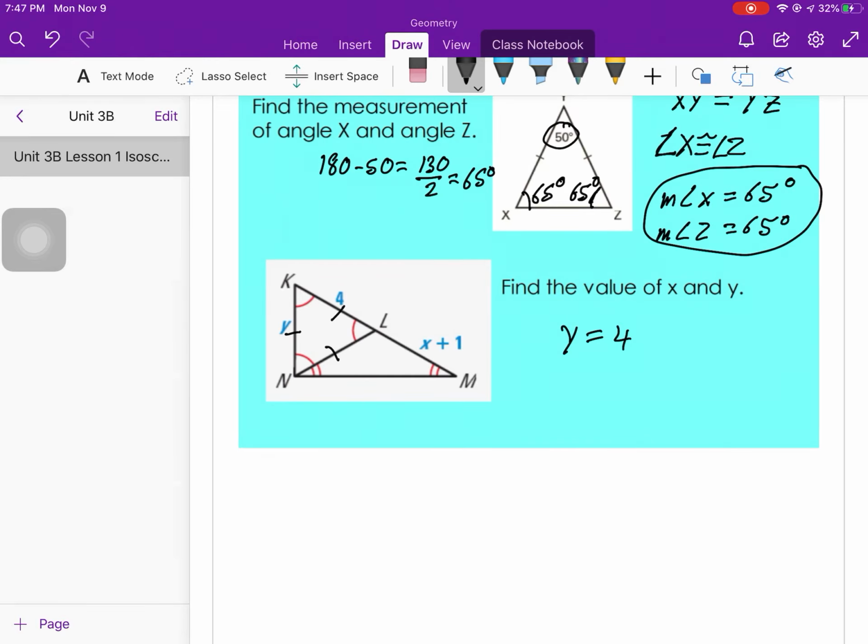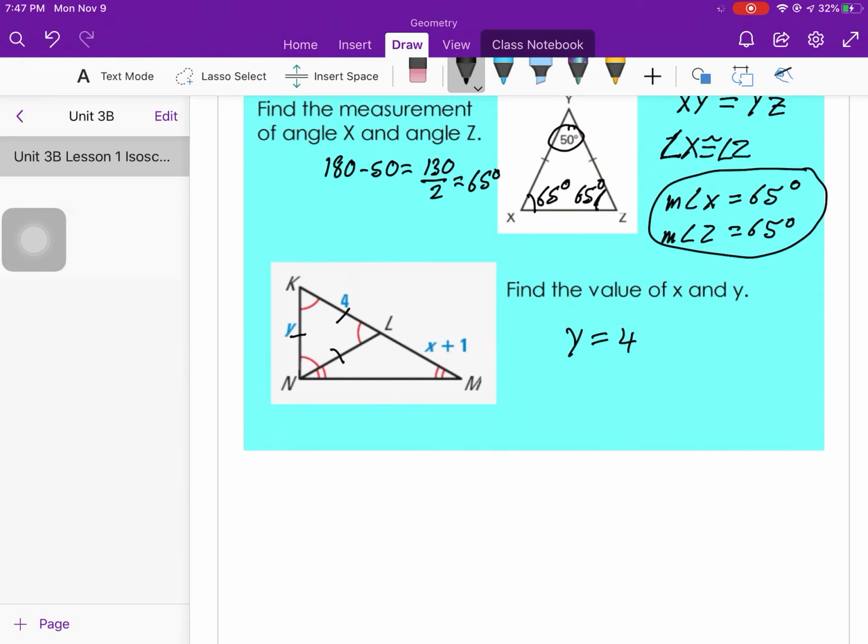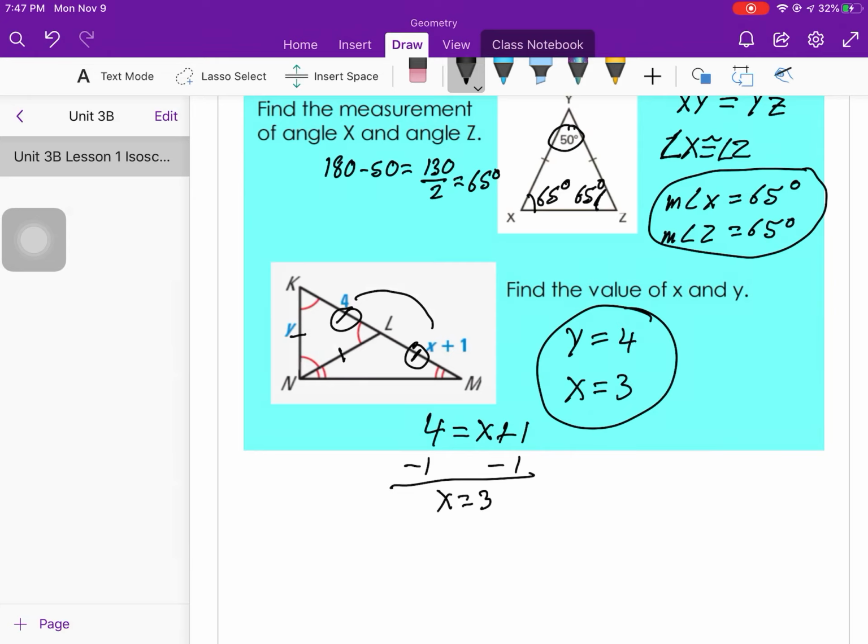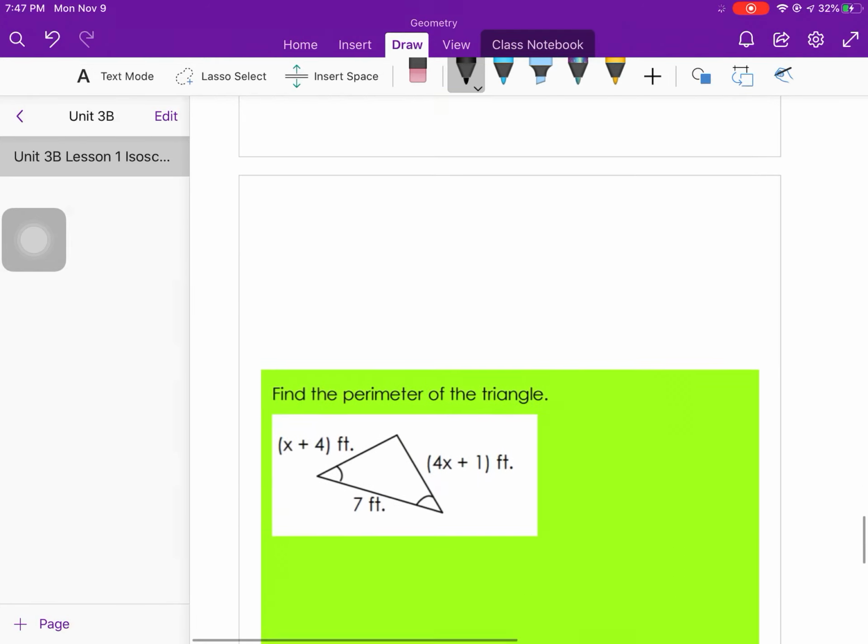If we look at this triangle over here, these two angles are the same, N and M, which forces these two sides here to be the same. If I do two, well, we don't actually have to do two tick marks. We can just do one for each. That means that this side here is the same as this side, so we can set these two pieces equal to each other. Subtract 1, and we get X equals 3. Y equals 4, X equals 3. Those are our answers on that one.